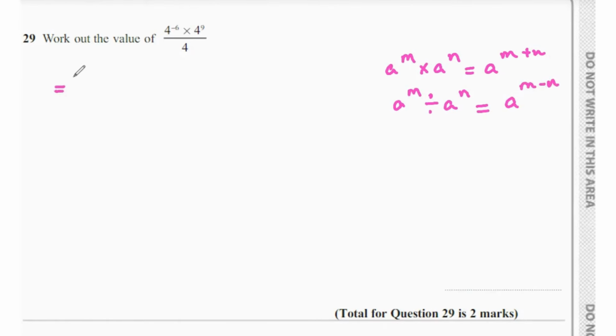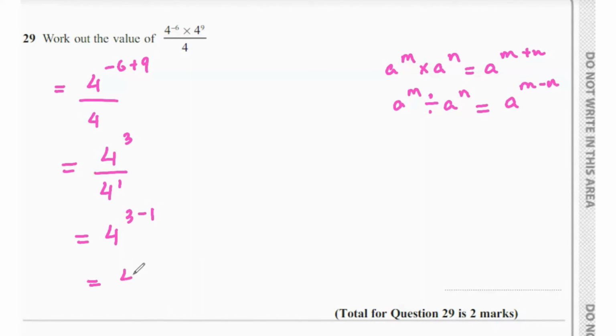Similar base of 4 is being multiplied, so we will add the power. So -6 plus 9. So that's going to be 4 to the power of 3. So now we will do 4 to the power of 3 minus 1, because every whole number has power of 1. So that's going to be 4 square, which is basically 4 times 4. That is 16.